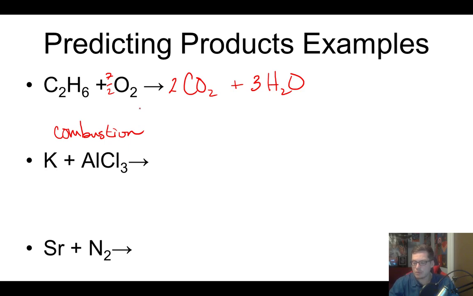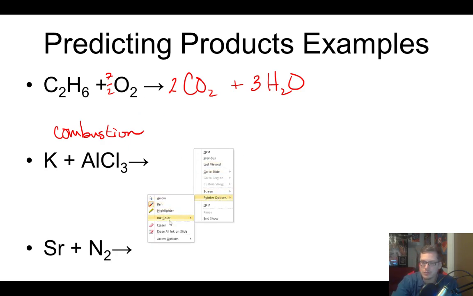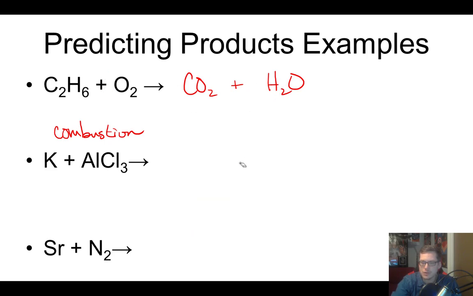Now remember, I told you we can throw that 7 halves in there, but then we can't leave it forever. We got to change it. In order to change it, we're simply going to multiply this whole thing by 2. So all of these coefficients are going to get multiplied by 2. This was a 1, so it'll become a 2. This was 7 halves, so it'll become 7. This was a 2, so now it'll become 4. And this was a 3, so now it'll become 6. And we should be balanced.